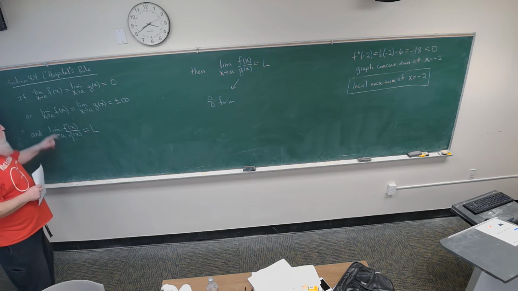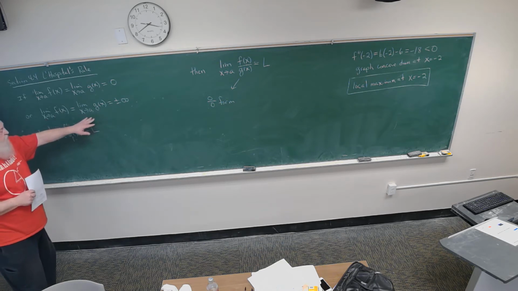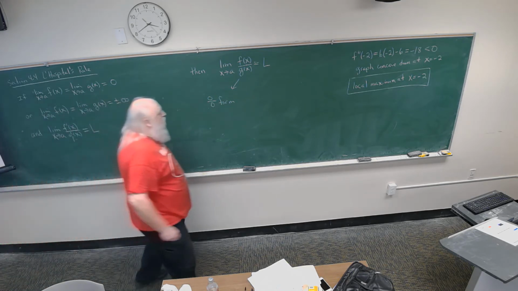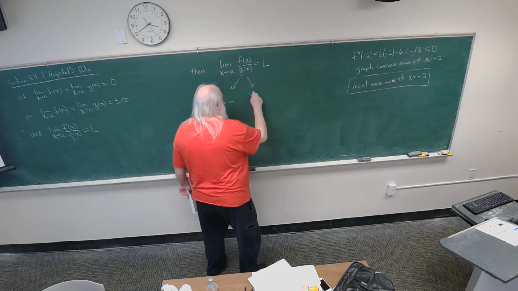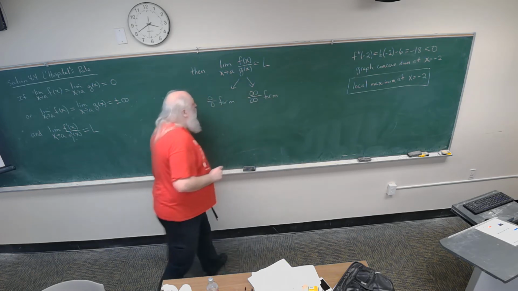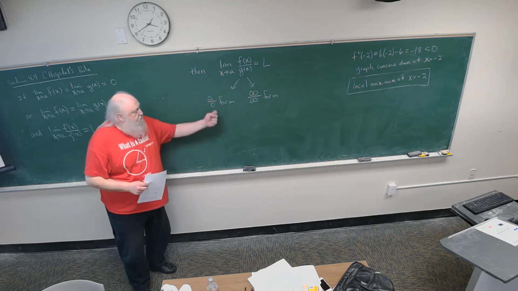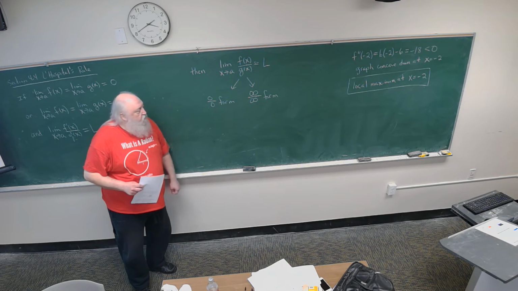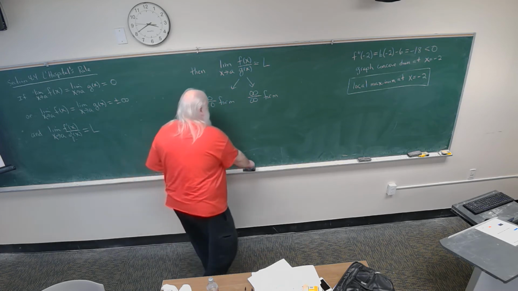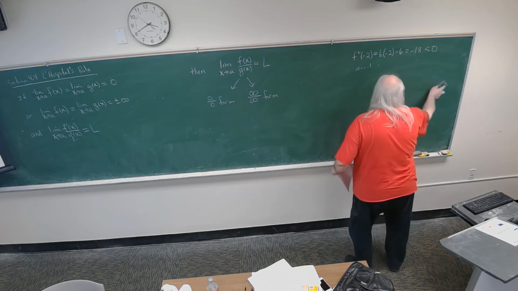On the other hand, if the limit of f of x as x approaches a is equal to plus or minus infinity, and the limit of g of x as x approaches a is equal to plus or minus infinity, we call that infinity over infinity form. So L'Hopital's rule applies to these two situations, where you've got the 0 over 0 form or infinity over infinity form. It doesn't apply to any other situation.